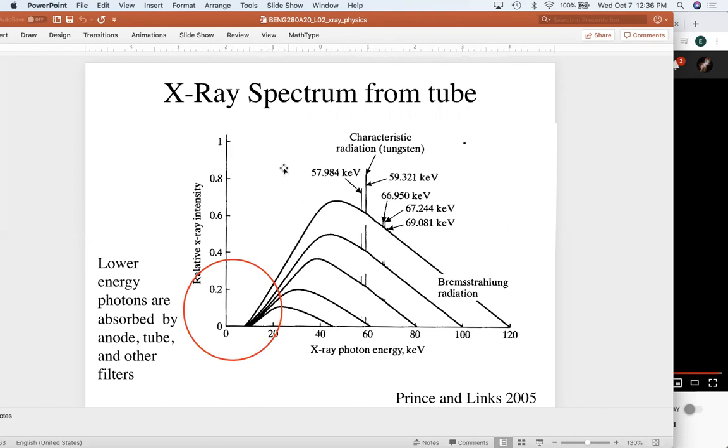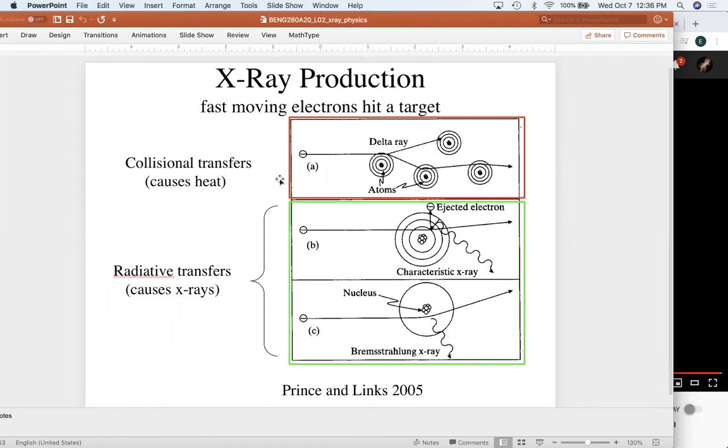The low energy stuff that gets created gets filtered out. I see. Okay. So that's why you see less of the low energy photons? Correct, because they get filtered out. Yeah. Okay. Thank you. Sure.